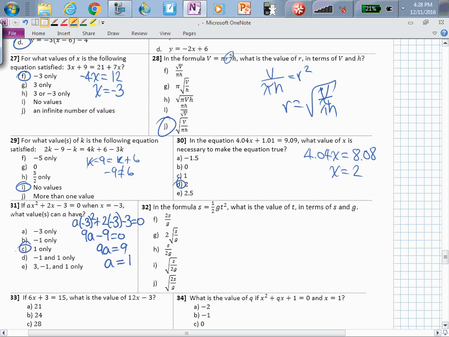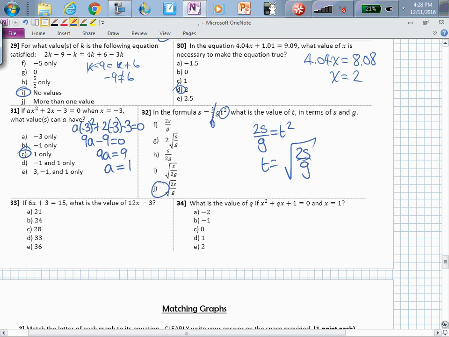This formula, value of t, so we're going to find this one, so isolate. Put this 1/2 first, so we have to multiply both sides by 2, so 2s, that's gone. Divide by g equals t squared, and then square root, so t equals the square root of 2s over g. This one, j. And then 2 more.